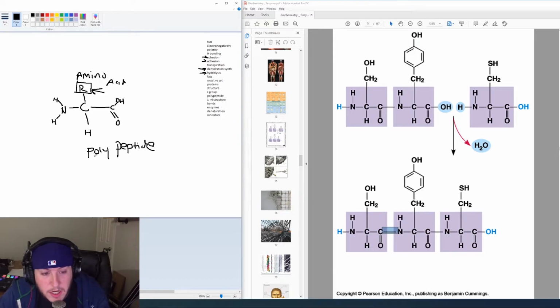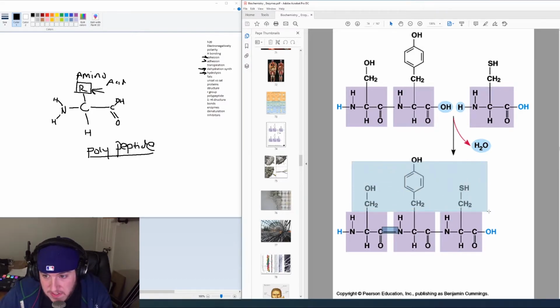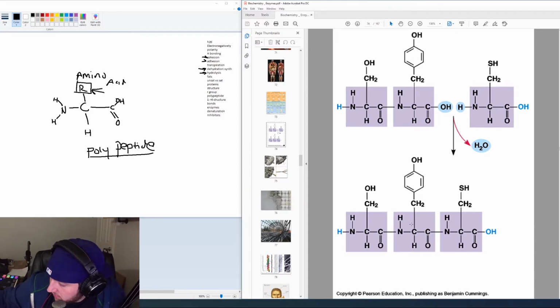This is a polypeptide, where we have multiple different peptides, multiple different amino acids bound together in a chain. Now, here's where the R group comes into play. You'll notice we have all these different R groups. Some are bigger, some are smaller, some have more stuff, some have less stuff. Once we get this protein, we have to start folding it.